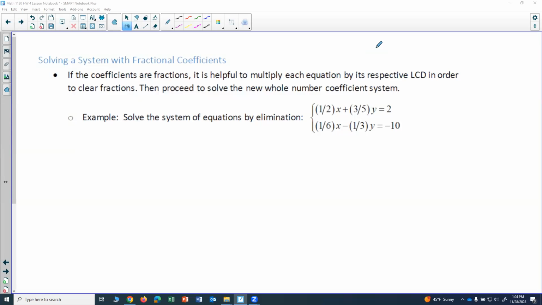This video goes over solving a system with fractional coefficients. If the coefficients are fractions, it's helpful to multiply each equation by its respective LCD in order to clear fractions. Remember from our work with fractions that LCD stands for least common denominator.